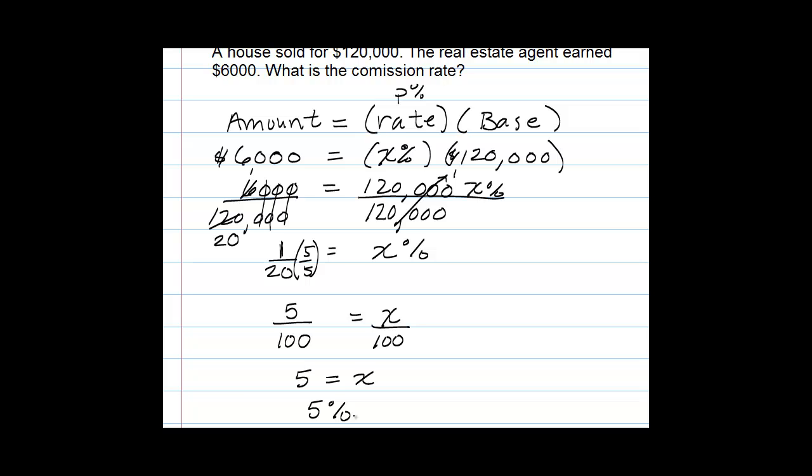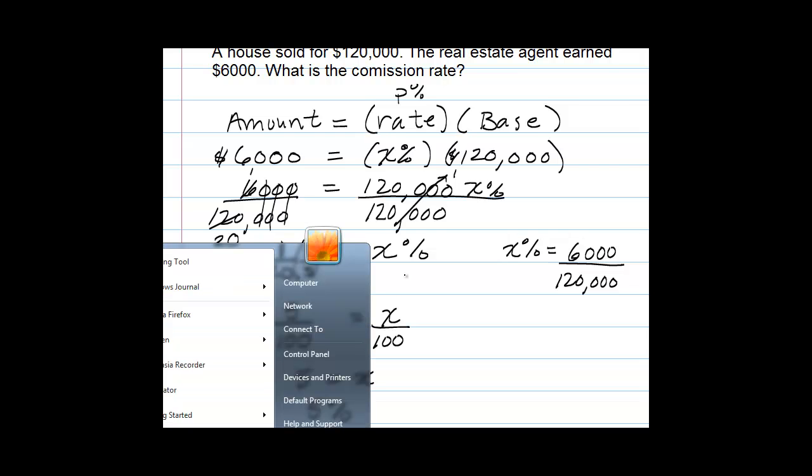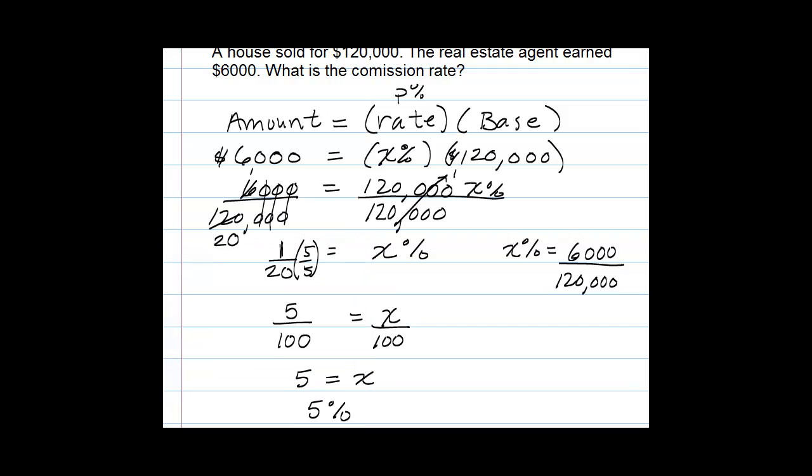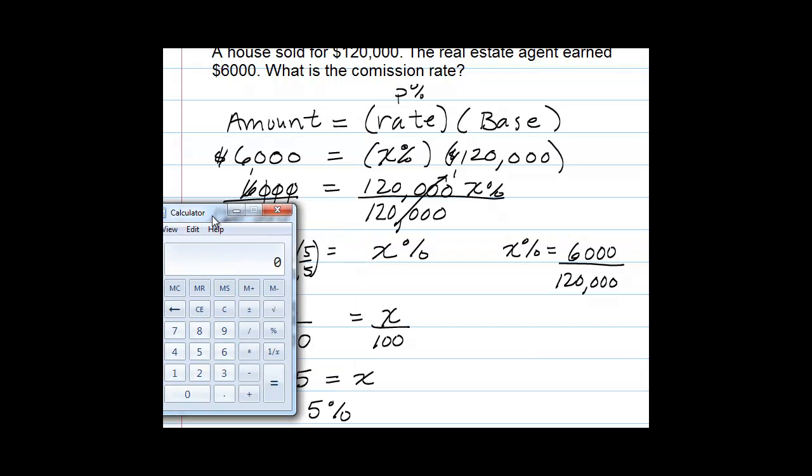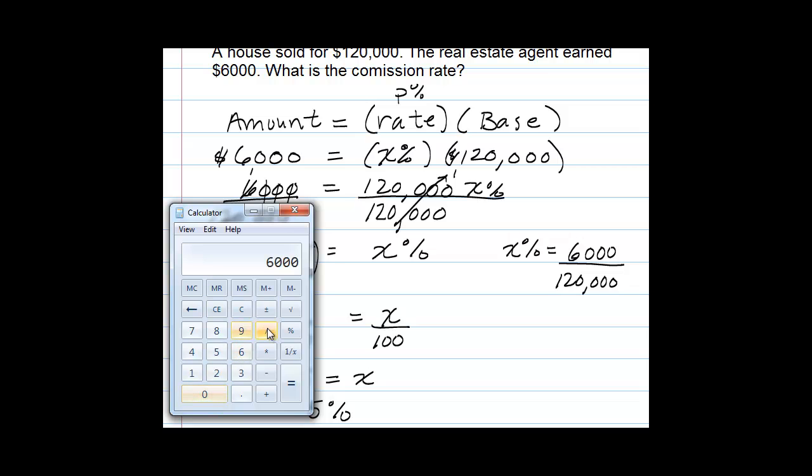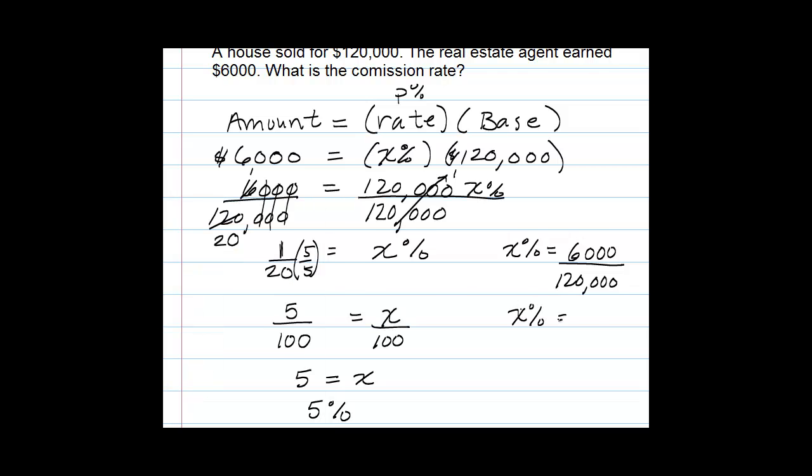We could have just gone all the way back up here when we knew that X percent equals 6,000 divided by 120,000. We could have opened up our calculator and divided 6,000 divided by 120,000, make sure you have 4 zeros, equals, so X percent equals 0.05. We know that that is the decimal. We multiply the 5 hundredths by 100 to get that X percent is 5%. We change the decimal to a percent.